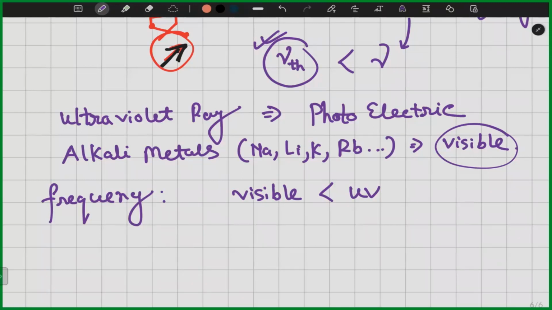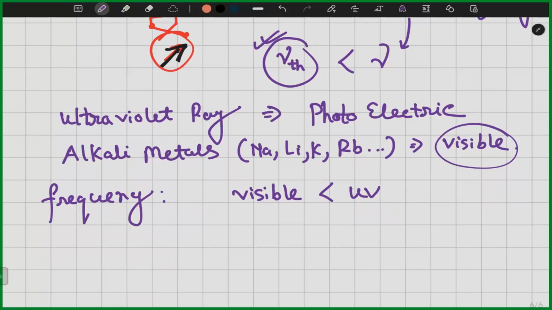The thing is very clear. Light has energy, and frequency as well. And the electrons of the metal require some work function. There's some limiting value of energy by which the electron is bound to the metal. If we give more than that energy, then the electron escapes from the metal. That is called the work function, phi 0 or phi naught.